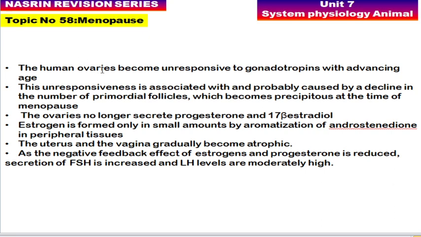Next is menopause. The human ovary becomes unresponsive to gonadotropin with advancing age. This unresponsiveness is associated with, and probably caused by, a declining number of primary follicles, which becomes precipitous at the time of menopause. Next, the ovary can no longer produce progesterone as well as 17-beta estradiol. Estrogen is found only in small amounts by aromatization of androstenedione in peripheral tissue. The uterus and vagina gradually become atrophic, the negative feedback effect of estrogen and progesterone is reduced, and the secretion of FSH will be increased, and the LH hormone will be moderately high.